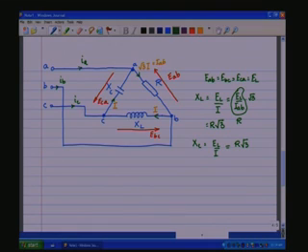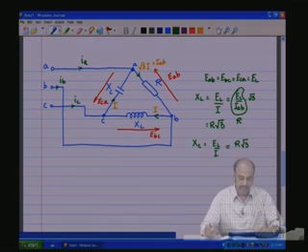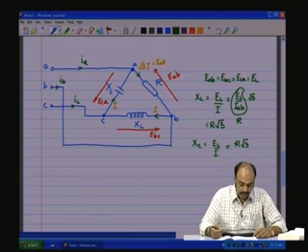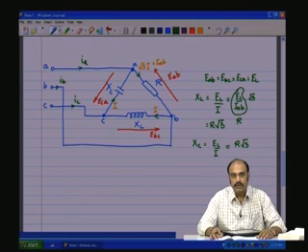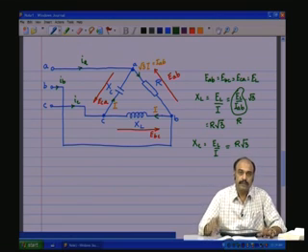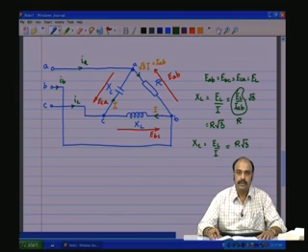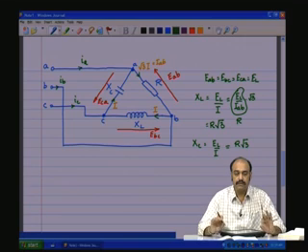So, this has a nice important implication. What it means is that, let us say we have a 3-phase system and we have just a single phase load R.